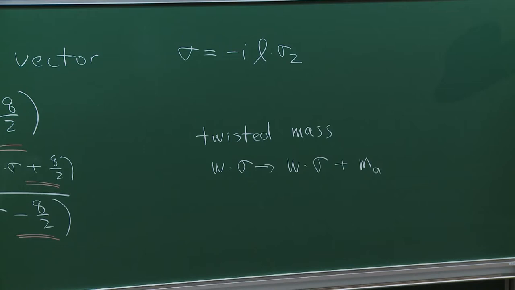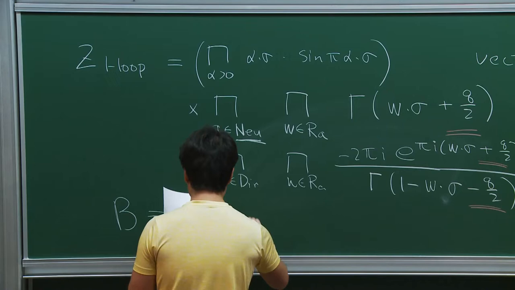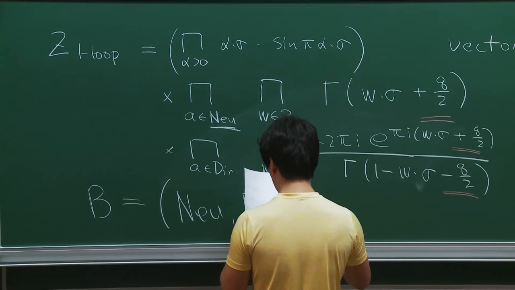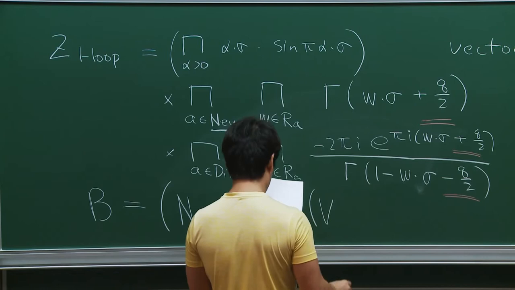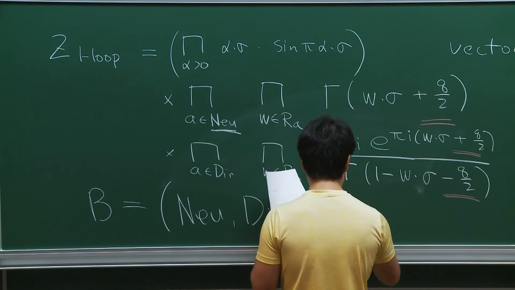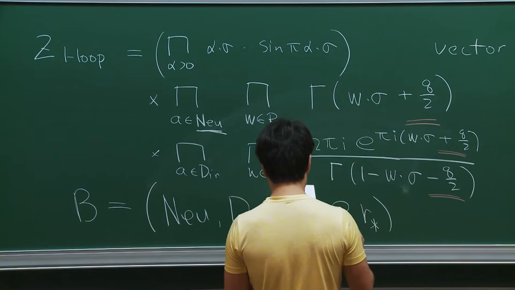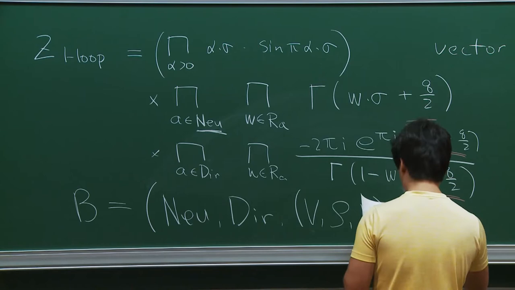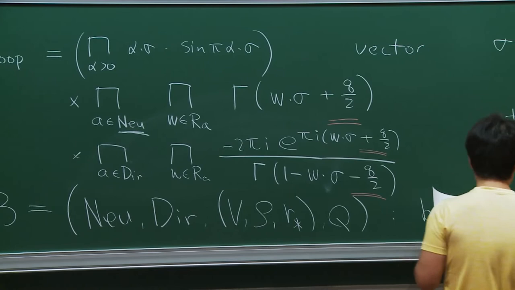So this is the one-loop contribution, and I want to denote by script B the data necessary to specify the B brane. The NOI and dir I explained. V is a Chan-Paton vector space. Rho is a representation of the gauge group and the flavor group carried by the Chan-Paton space. R star is a representation of the R symmetry group. And Q is a matrix factorization. This is what we call boundary data, and it corresponds to the B brane.